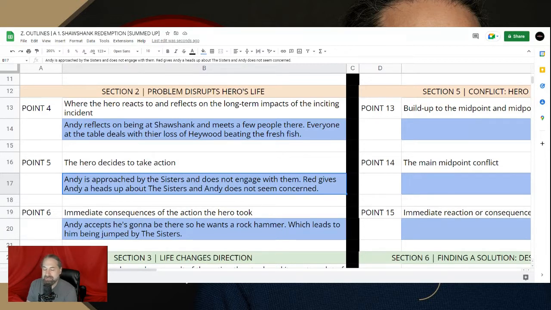The scene is basically, hey, be careful. The sisters have taken a liking to you. I'm paraphrasing. And Andy's like, would it help if they knew that I wasn't gay or whatever? And it's not about that or something like that in the prison. But when he is approached by the sisters, he just walks away.